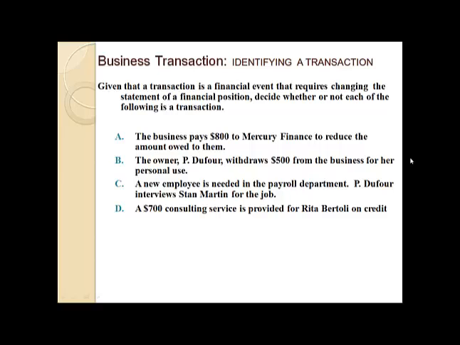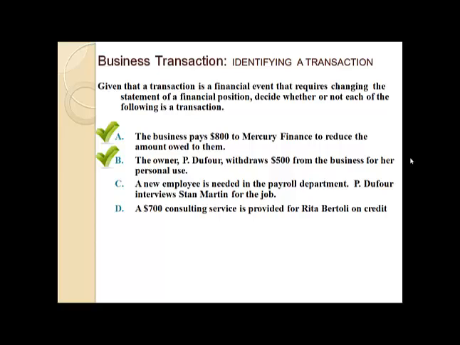A. The business pays $800 to Mercury Finance to reduce the amount owed to them. This is a transaction because it is represented by a source document, but also this is changing the financial position of the company. B. P. Dufour withdraws $500 from the business for her personal use. This is also a transaction because the financial position of the company will be affected by the withdrawal.